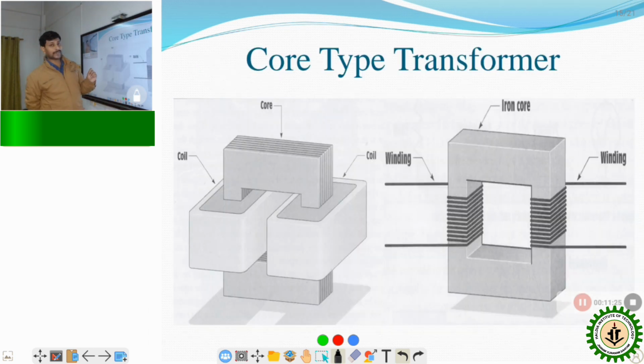Now, what is a core type transformer? Why is it called core type? As you can understand, there are two limbs of this transformer, and you can see that two windings are placed on either limb. This is the primary winding, this is the secondary winding, and you can see how it is constructed.